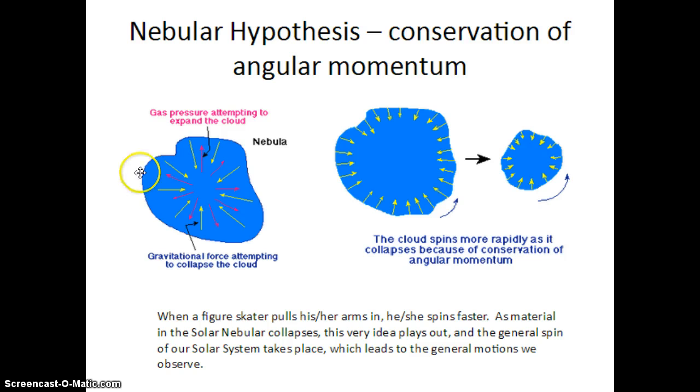The idea of conservation of angular momentum is kind of like this. There are internal forces, or forces working inward, of gravity that's forcing these clouds to collapse. But you also have gases exerting pressure outward. Once the cloud begins to move internally and compress, it then begins to spin more rapidly. Here we see a kind of counterclockwise motion. It's the same concept as a figure skater pulling his or her arms in to spin faster. As the material in the solar nebula collapses, this idea plays out.